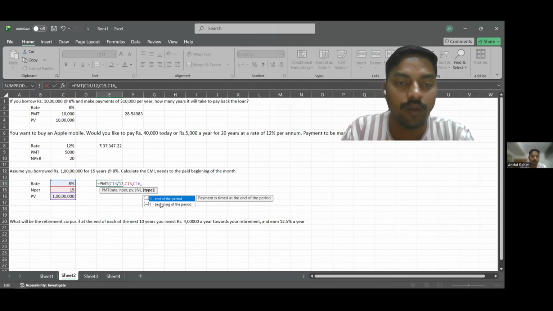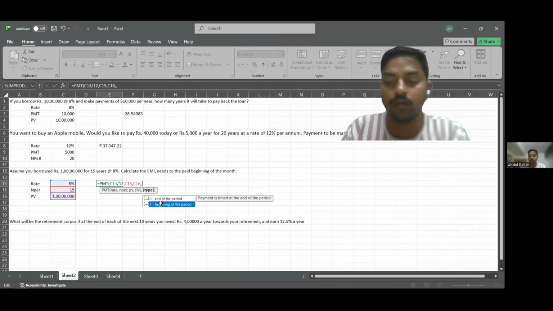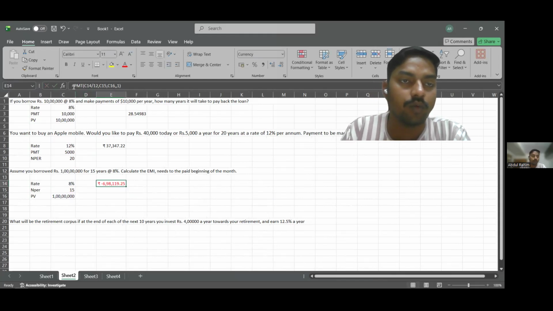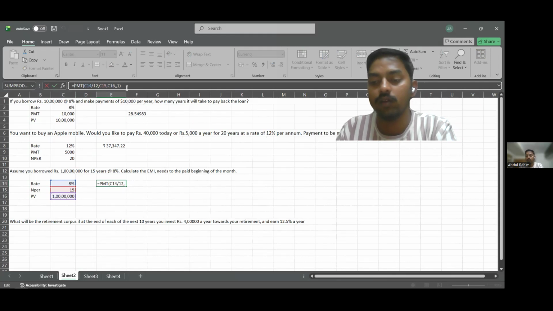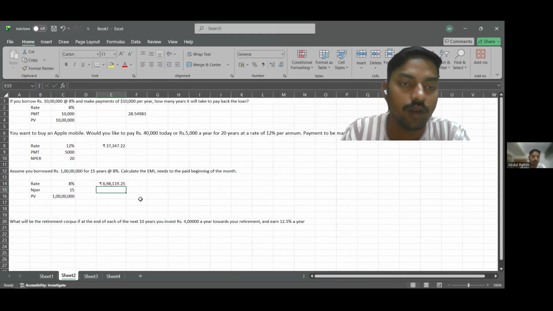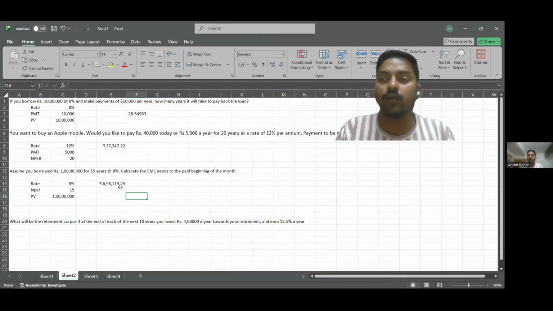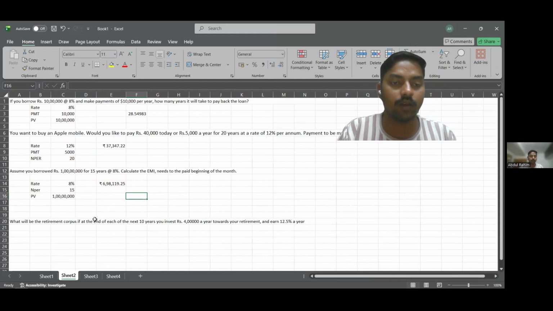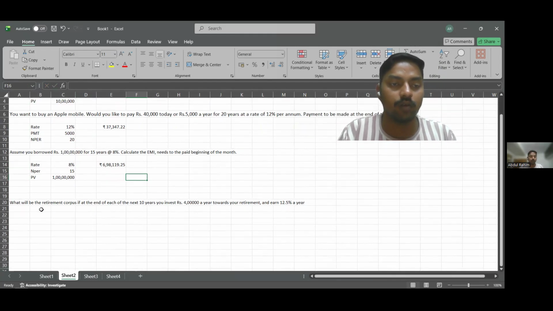double comma, beginning of the month, 1, and enter. We can put a negative sign here, so it gives us a positive number. So we are going to pay 6,98,119.25 for every month.